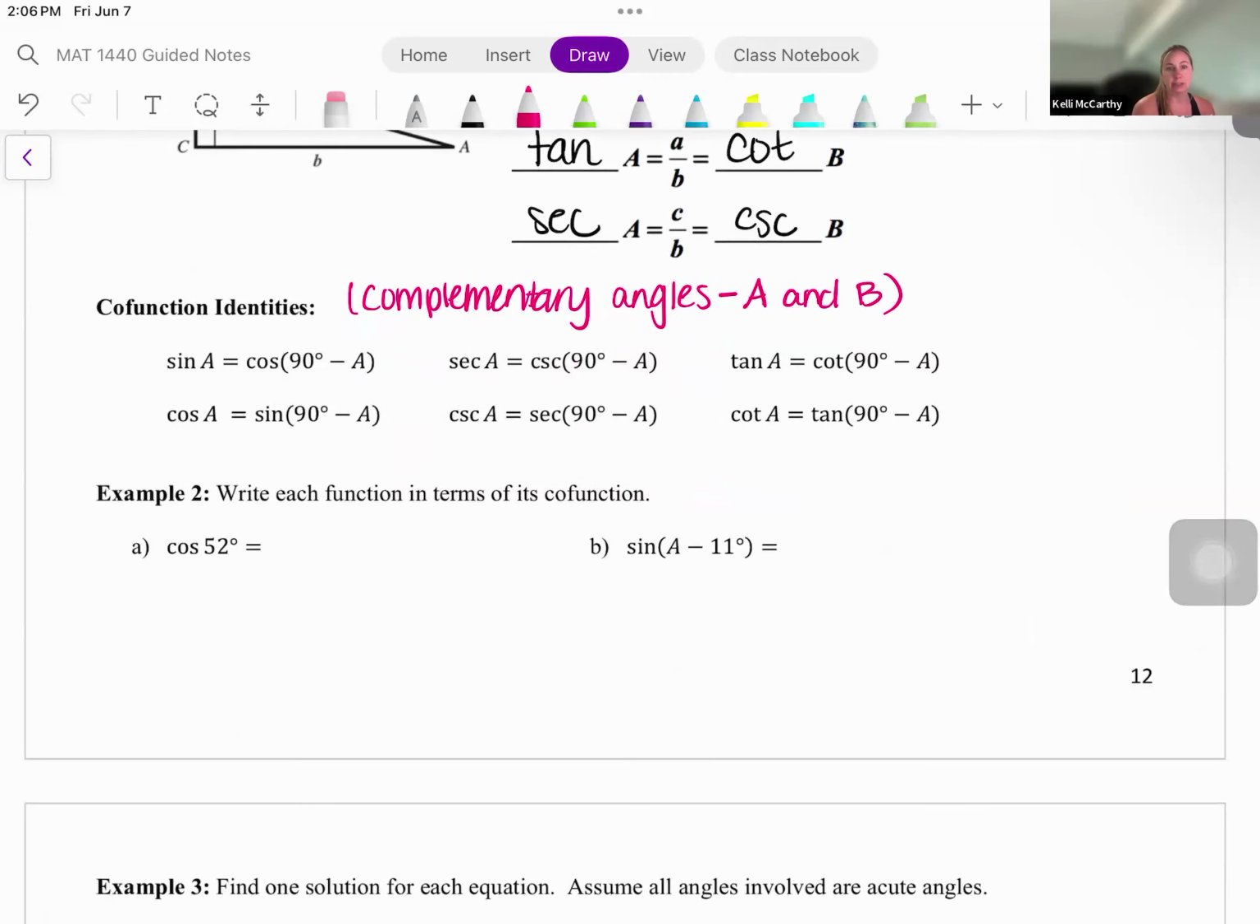Write each function in terms of its cofunction. Cosine of 52 degrees. So thinking about cosine, its cofunction is sine. And our cofunctions are equal when we're looking at complements. So this is equal to sine of 90 minus 52, or sine of 38 degrees. So cosine of 52 degrees is equal to sine of 38 degrees.